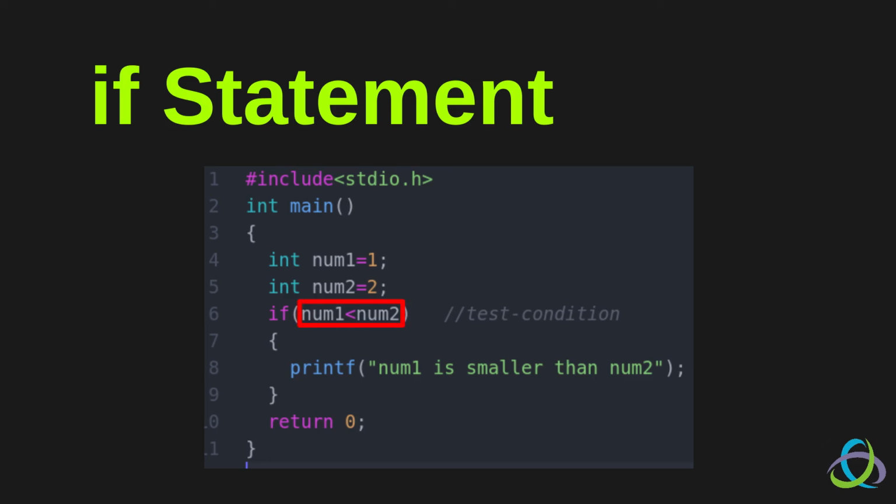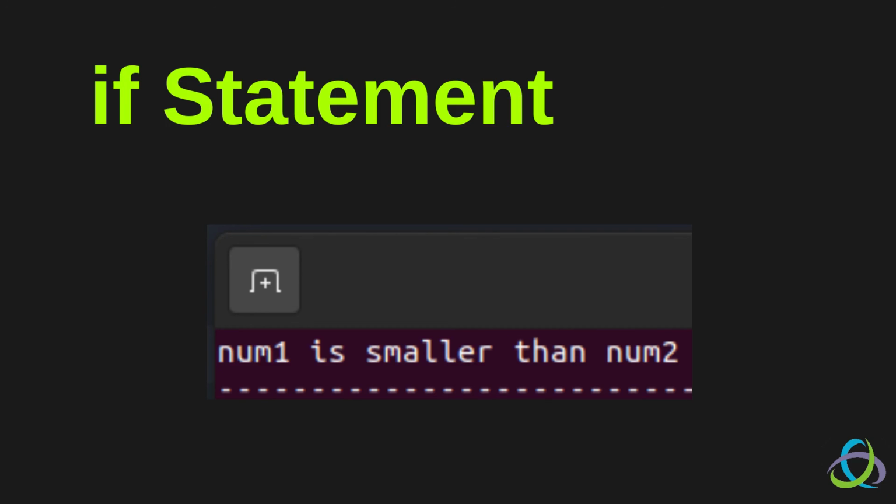Then we have a test condition that if number1 is smaller than number2, then print the statement below. As we know, number1 is 1 and number2 is 2. Therefore, number1 is smaller than number2. So the condition is satisfied, which means it returns a true value. Therefore, the instruction inside the body of the if statement will run, and when we run this program, we will get the correct output. That is how the if statement works in C.